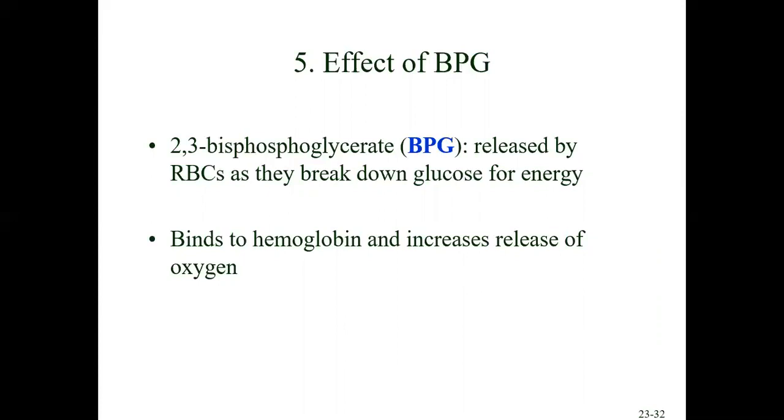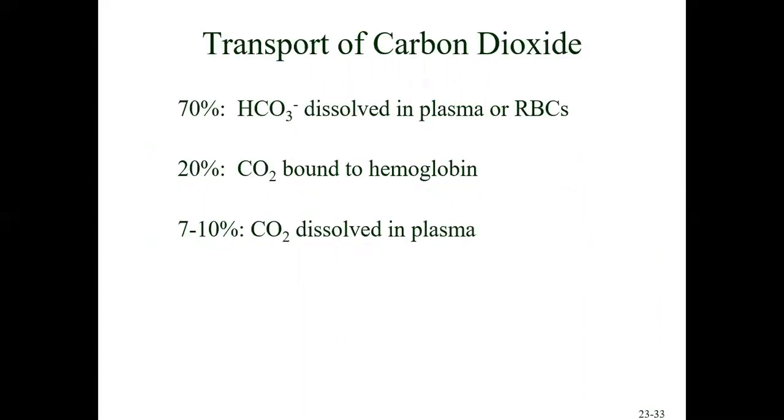So all 5 of these affect whether or not oxygen is bound to the hemoglobin or is being released from the hemoglobin. Now let's look briefly at carbon dioxide. Carbon dioxide is the other gas that's transported, and it shows you here 3 ways that carbon dioxide is transported in the blood.